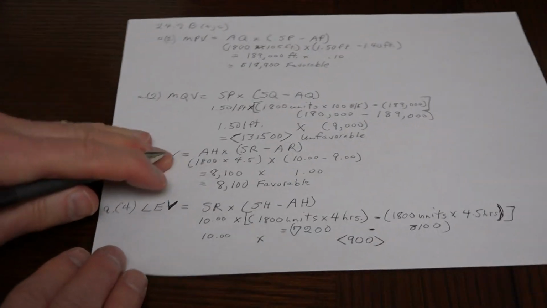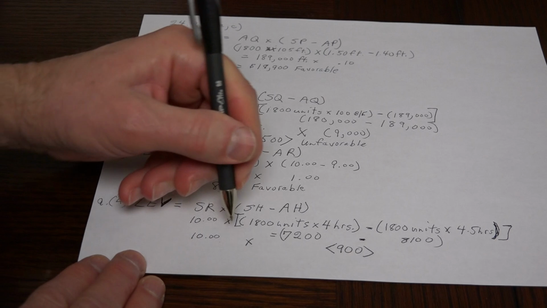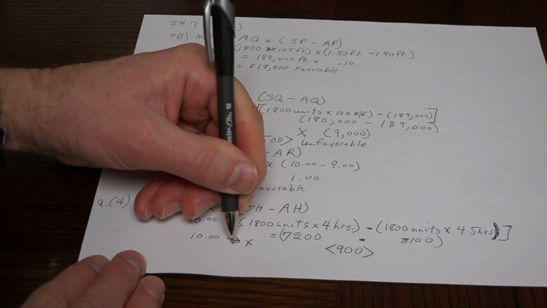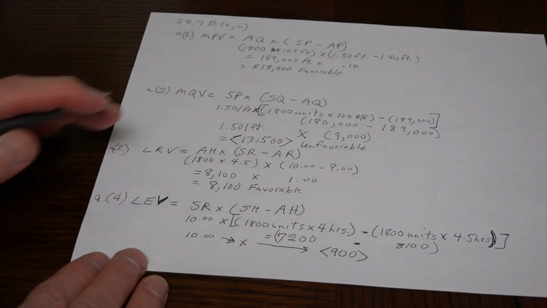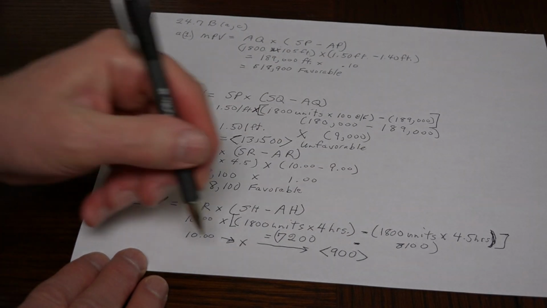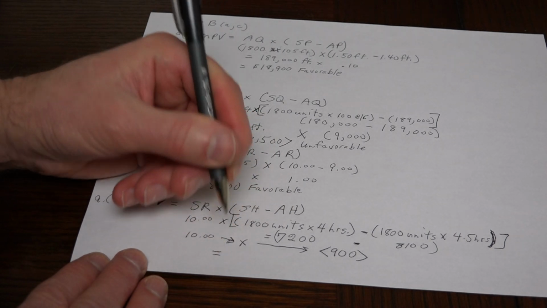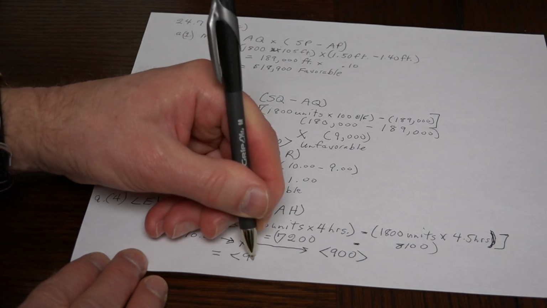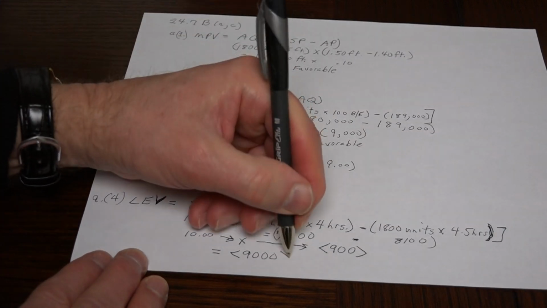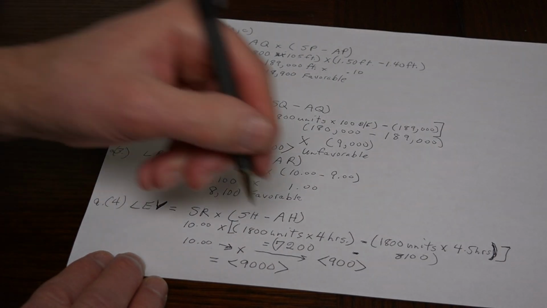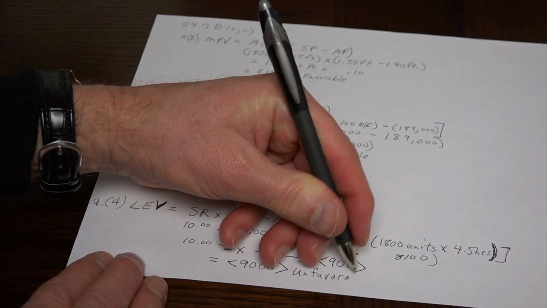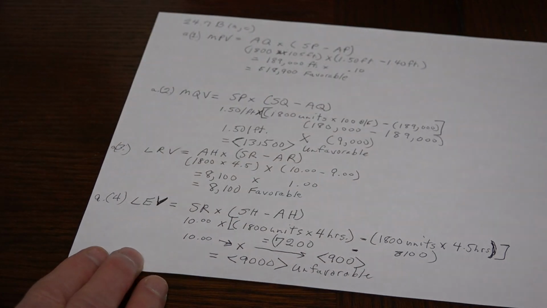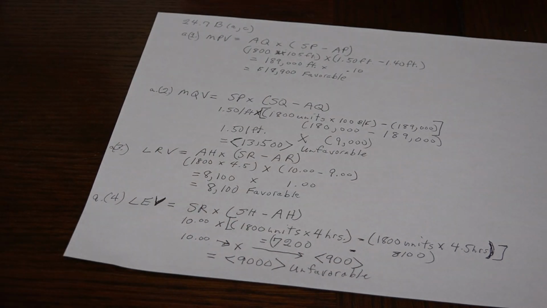I didn't really do that very well, but that goes here, and you multiply the 10 times the $900. So what you come up with is a $9,000 negative number, so this is unfavorable. Okay? Well, that's 1 through 4, A1 through 4.